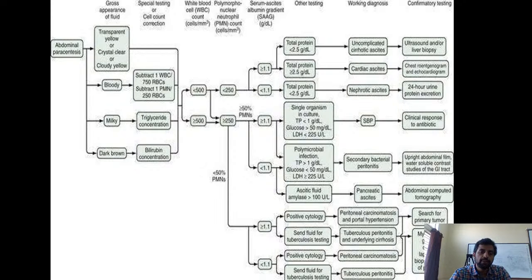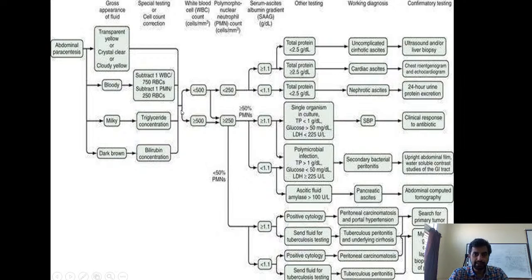When it is bloody, you think of either a traumatic tap, or carcinomatosis, metastasis. If it is milky, you can think of triglyceride concentration. If dark brown, you think it may be because of bilirubin. This is based on gross appearance.